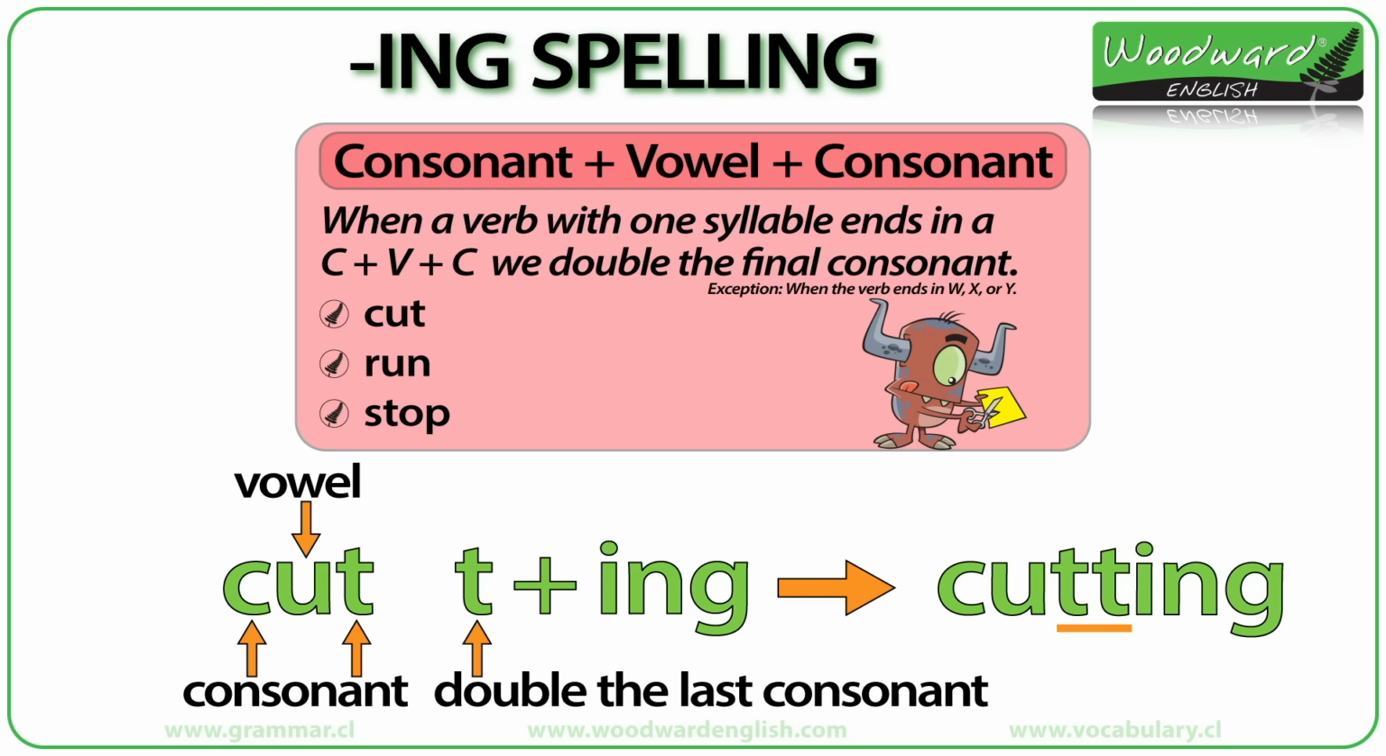As we have seen, we double the final consonant T of cut, and it becomes cutting. We double the final consonant N of run, and it becomes running. We double the final consonant P of stop, and it becomes stopping. There is an exception to this rule. We don't double the final consonant when it is W, X, or Y.